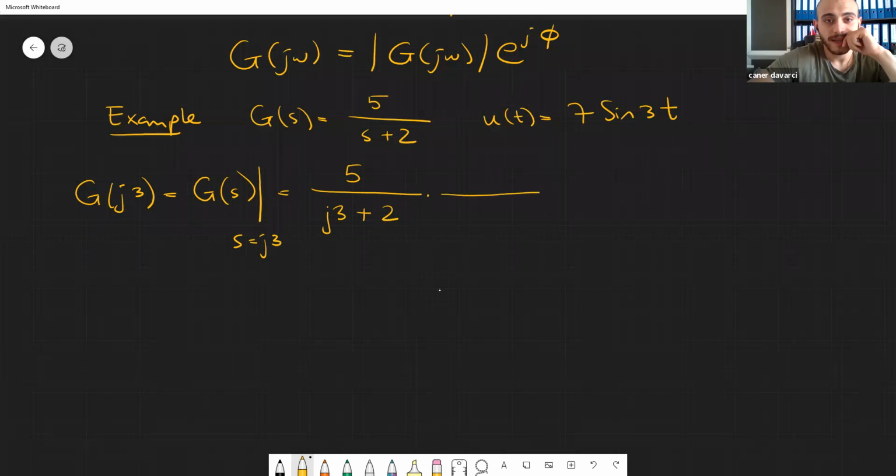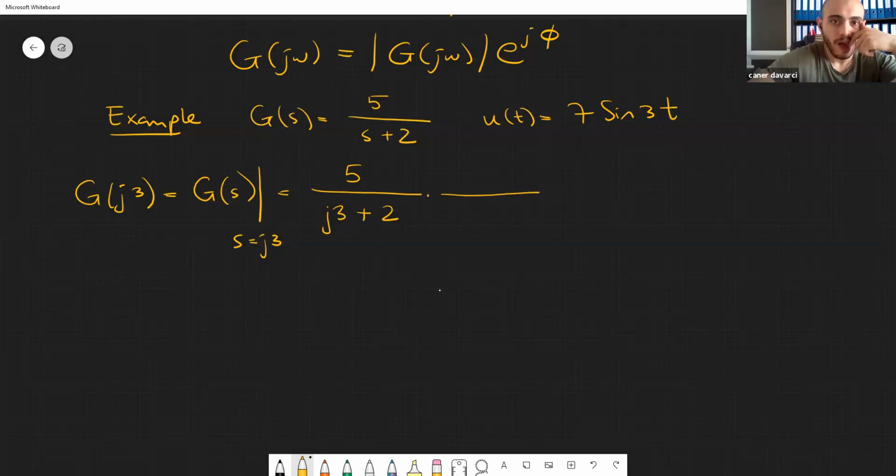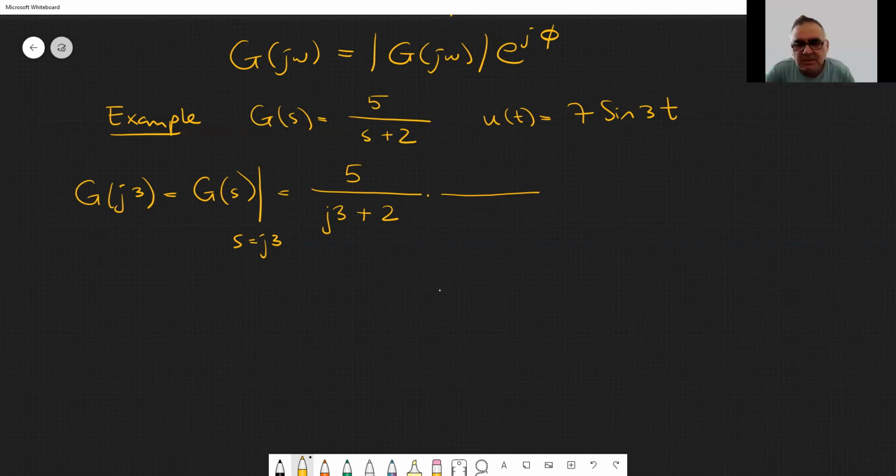Hocam, is there any reason that you are writing j3 instead of 3j? It's the same thing. There is no reason actually. You can write 3j if you like.